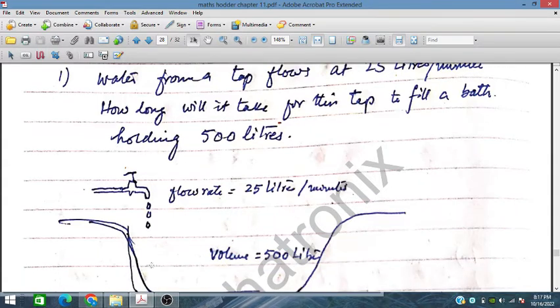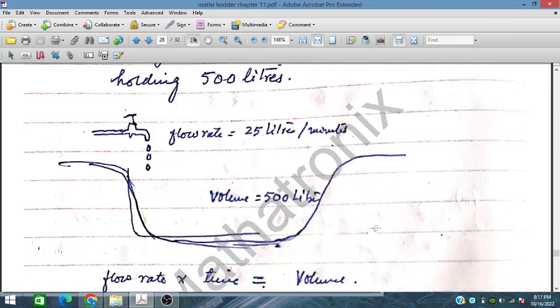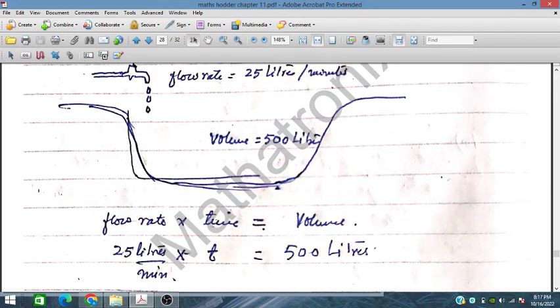The capacity of this bathtub is 500 liters, and the flow rate is 25 liters per minute. So we have to fill this volume. Flow rate times time is equal to volume. The flow rate is 25 liters per minute, and this is the time. As we increase the time, the number of liters will increase, up to 500 liters.